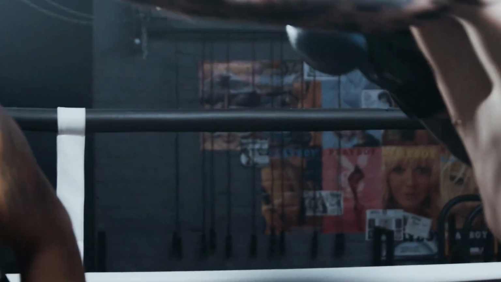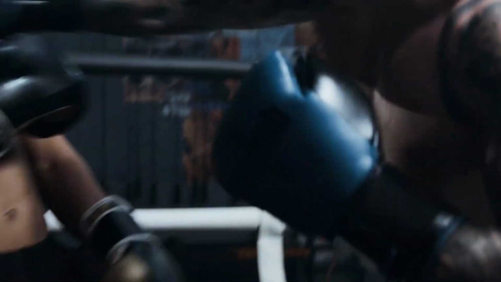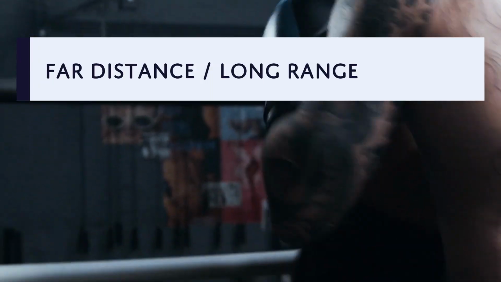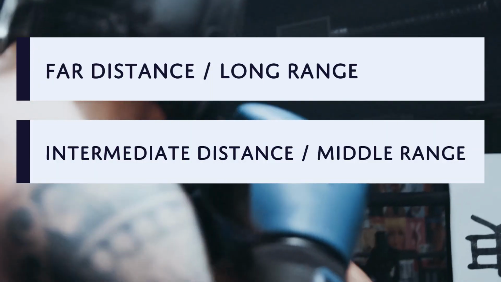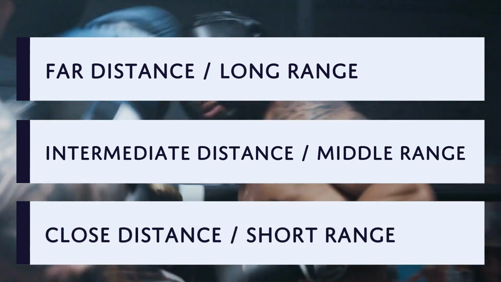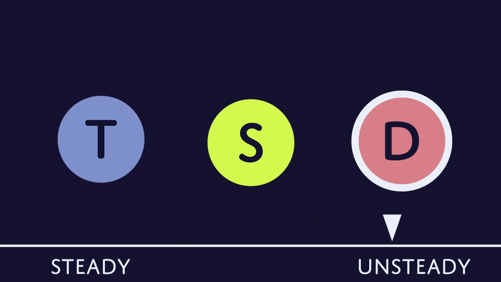In fact, there isn't any boxer who doesn't think about distance. And if you observe their vocabulary, the words about distance are categorized into 3 groups. Far distance, long range. Intermediate distance, middle range. Close distance, short range. In this way, the concept of functional harmony in music theory and the concept of distance in boxing share a common characteristic of going back and forth between 3 states.